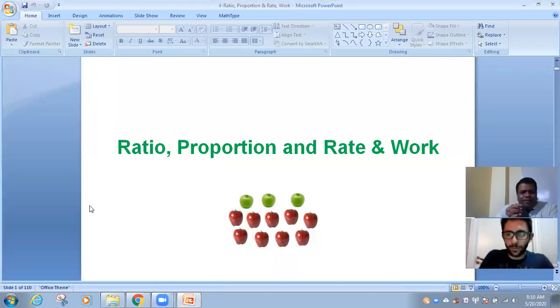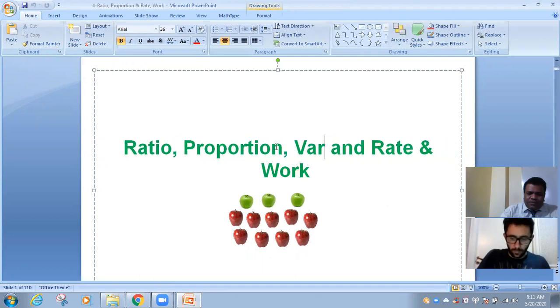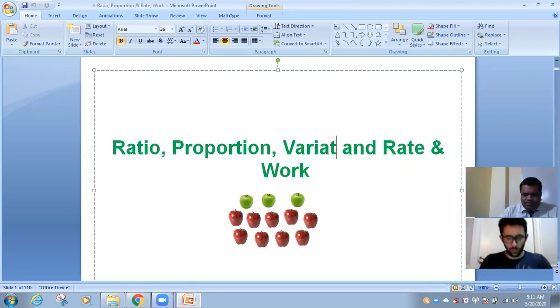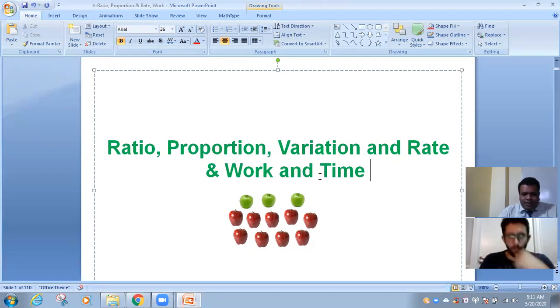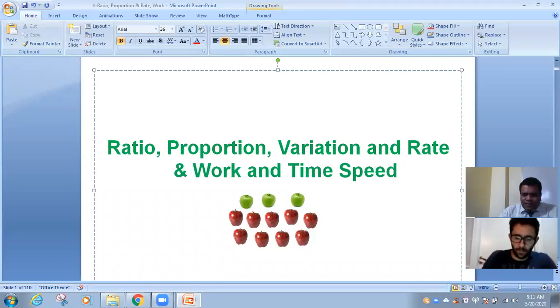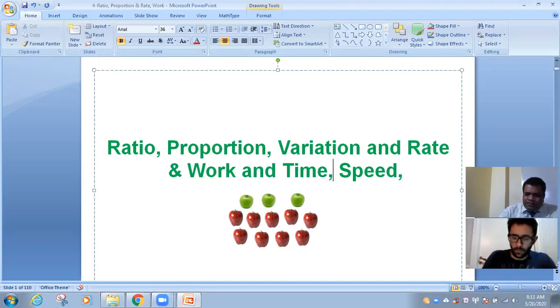Let's start this ratio, proportion, rate and work. In fact, what we are going to discuss in total is all these topics. Let me write it in the complete manner: ratio, proportion, variation, rate and work, and time, speed and distance. Time, speed, distance. Time, speed and distance.